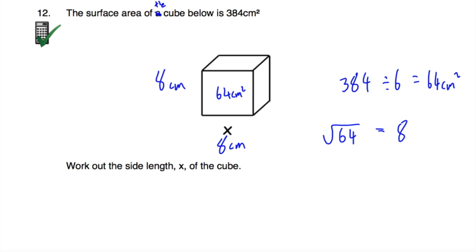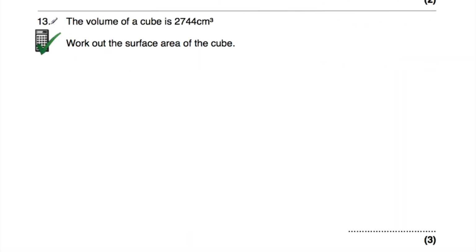Okay, let's look at our next question, question number 13. Question number 13 says the volume of a cube is 2,744 centimeters cubed. Work out the surface area of the cube.